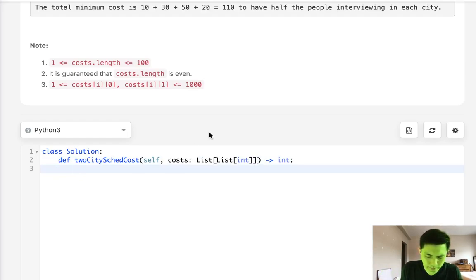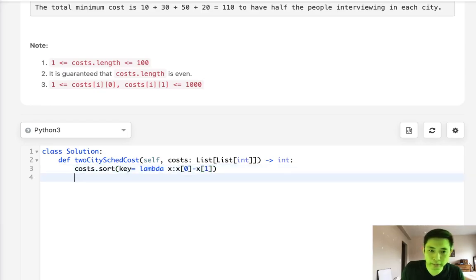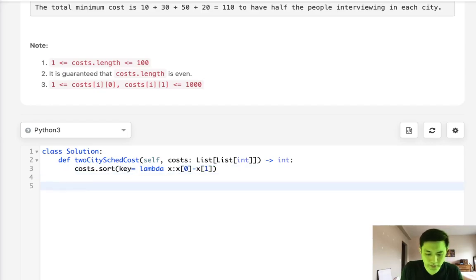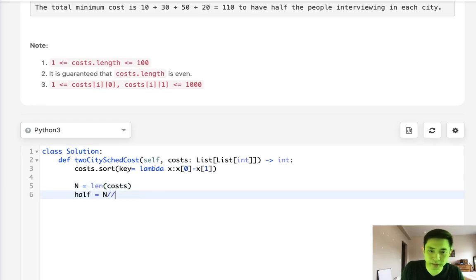So how will we solve this? We have our costs and we definitely want to sort it, but we want to sort it by the difference, subtracting city B from city A. So key equals a lambda function, x[0] minus x[1], and that will sort it in the manner I just showed you. Now we need to get the middle point, and we know the length is even, which makes it a little easier. We'll say n is the length of costs, and the half point is just n divided by 2, and we want to make that an integer, not a float.